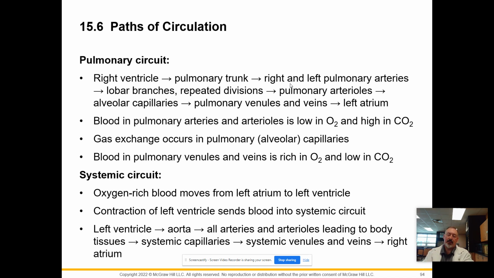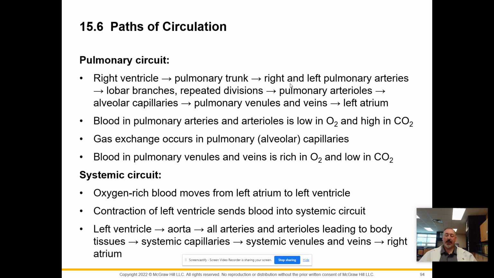This is an important step. At the alveolar capillaries, this is where gas exchange is going to occur at the alveoli of the lungs. We're going to look at that in just a minute and really look at the details of it. Once we have our oxygenated blood, it's going to empty into our pulmonary venules, then our pulmonary veins, and that's going to lead to the left and right pulmonary veins emptying into the left atrium. At the left atrium, blood is then going to go from the left atrium into the left ventricle, where you're going to have contraction. At that contraction, it's going to then enter the systemic circuit.